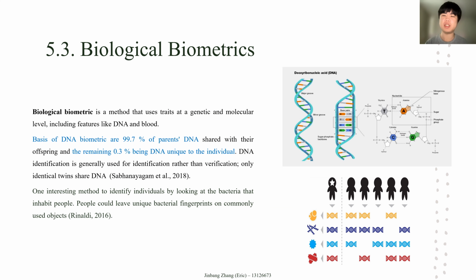Biological biometrics is a method that uses traces at a genetic and molecular level, including features like DNA and blood. This allows it to carry very distinctive biological information of an individual, so DNA recognition is usually used for identification rather than verification. So far, the development of DNA biometrics has been slow. It has several problems. One is that DNA analysis has not been fully automatic, which is relatively slow compared to other biometrics. Second, since it requires sampling from the body, it is invasive.